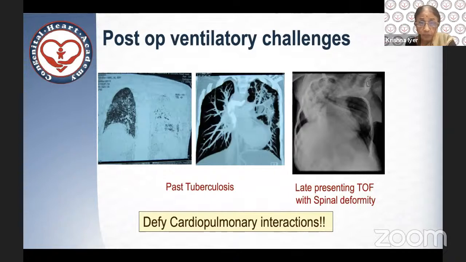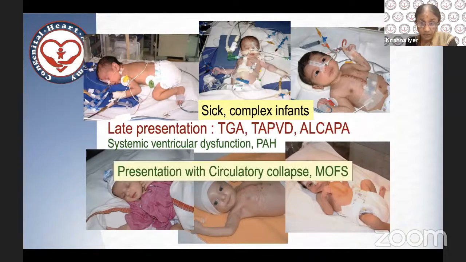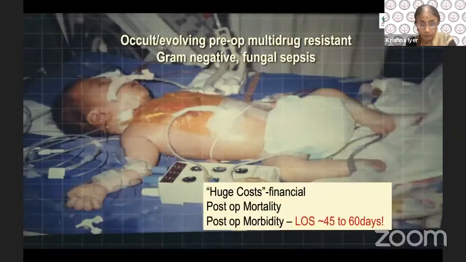And very often they're postoperative ventilatory challenges, which really defy cardiopulmonary interactions such as this. And there's a lot of coexisting past tuberculosis. Many of the infants are sick and complex, and those with transposition, total anomalous pulmonary veins, and ALCAPAs not infrequently present with systemic ventricular dysfunction, pulmonary hypertension, and presentation with circulatory collapse and organ dysfunction is not infrequent, all of which contribute to substantial postoperative severe low cardiac output state.